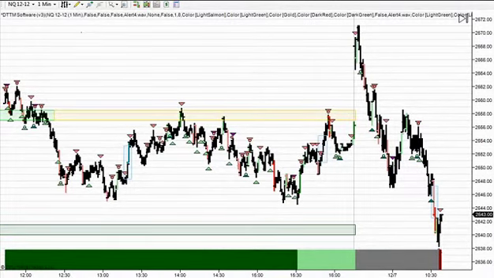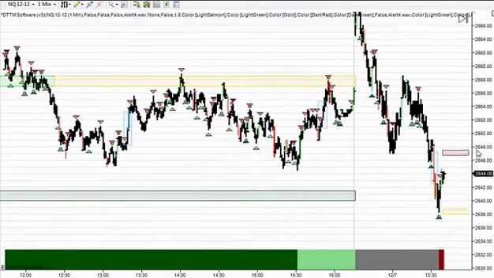So we'll let this run out a little bit more here. Okay, so let me pause it here again. And now here's our first support resistance zone of the day.